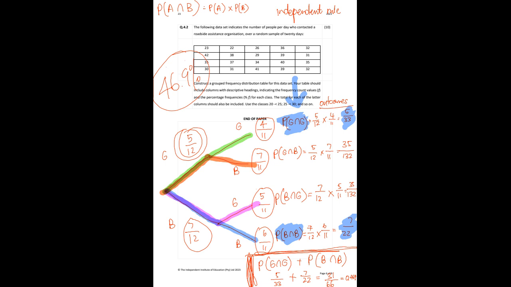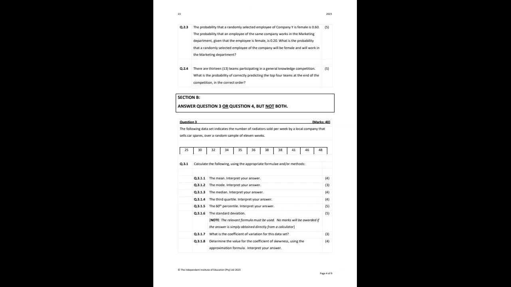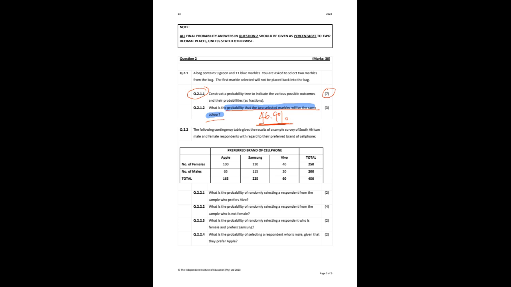Okay, so let's look at question 2.2. There's not much that I can really tell you here because I'd be giving you the answer. But what I can help you identify here is the rule that will be used. So here, they said to you that the following contingency table gives the results of a sample survey of South African male and female respondents with regards to their preferred brand of cell phone. So they've given you the brand at the top, that's Apple, Samsung, Vivo, and then they've given you the gender in that first column, male or female. So here then you are looking at that last value in the last block, which tells you your total sample size. That's 450 people that they have interviewed.